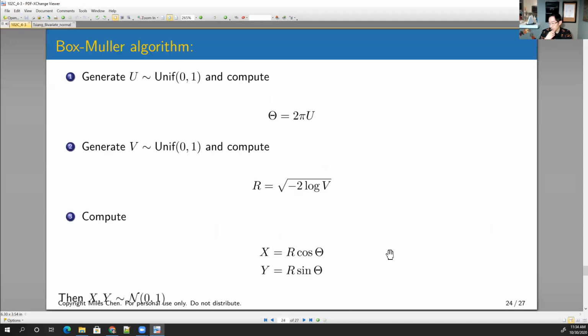All right, and so here's the Box-Muller algorithm altogether. Generate u from a random uniform, and then you make it theta by doing 2 pi times u. So that will go from 0 to 2 pi. Generate v from a uniform 0, 1. You make it exponential by making it negative 2 log v, and then you take the square root of that to get your r. And then your x and y are going to be r cosine theta and r sine theta. And so this will map from u and v on the uniform distribution to normal distribution.